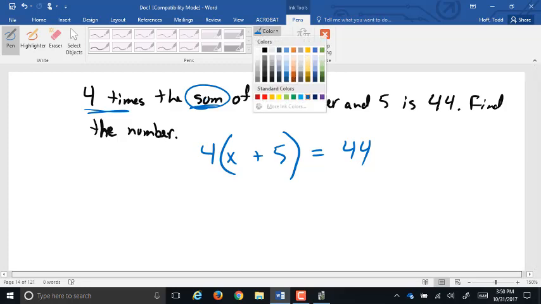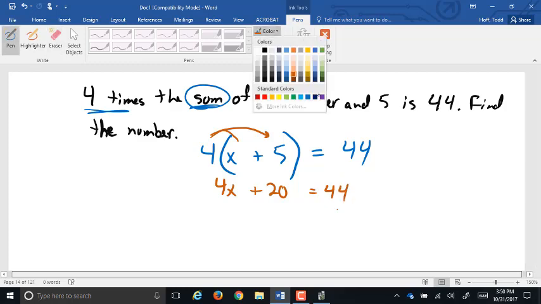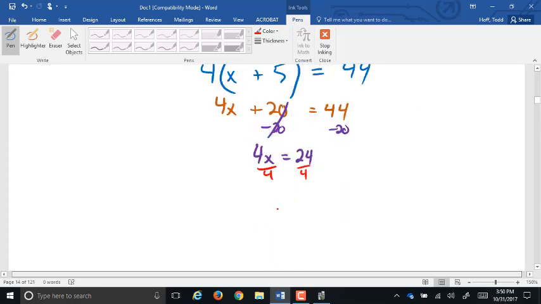And when we see that, it implies that the addition was done first. Then what? 4 times x is 4x, and then 4 times 5 is 20, and then subtract 20. So 4x equals 24, and then divide by 4. So x equals 6. Good.